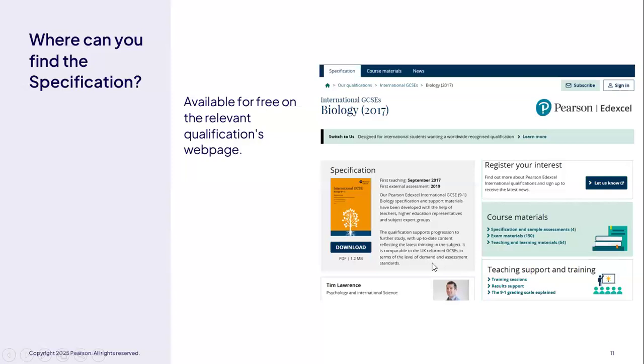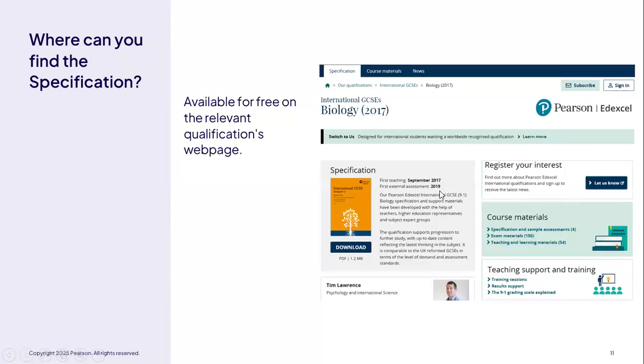So the specification can be found, a lot of Pearson's resources are available for free on the web page. And the first place you would want to start when you're teaching this course is with the specification. And it is available for free on the relevant qualification page.